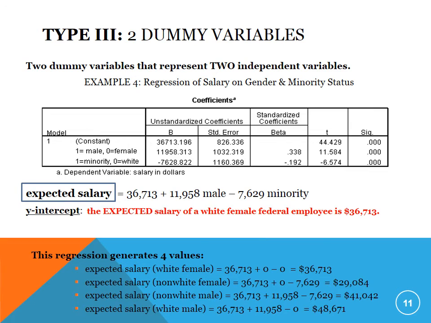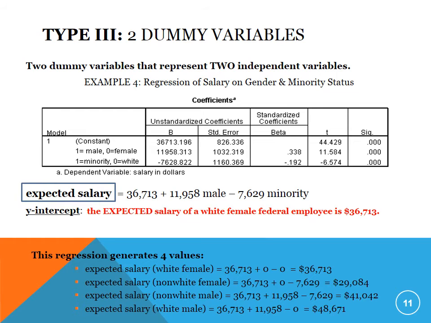Sorry about that. So the regression generates 4 values. We've got 3 B's, right? We've got the B0, B1, and B2, but we have 4 values here, so we have to say expected. We can't say mean. We have to say expected.